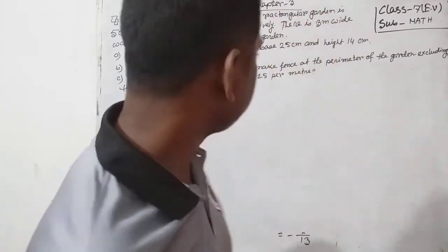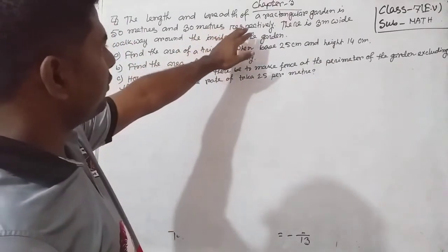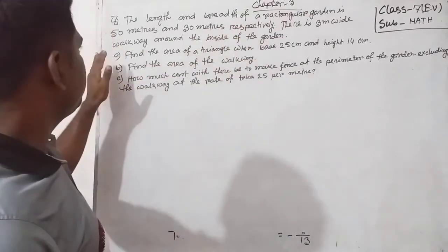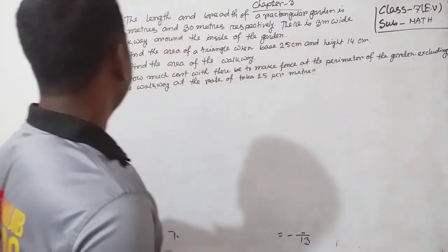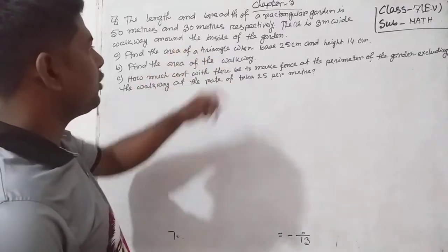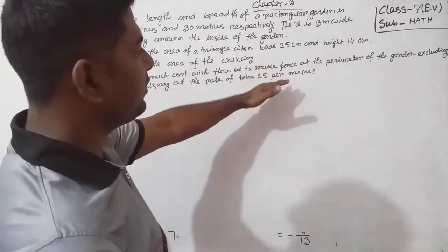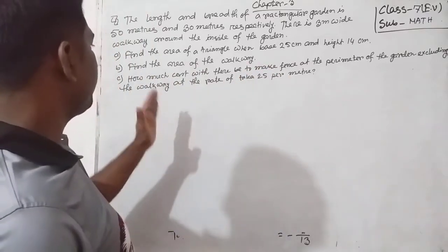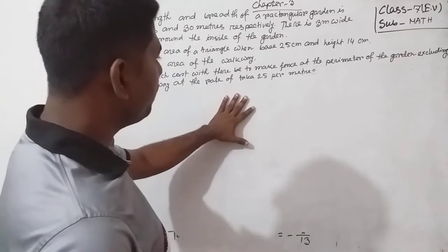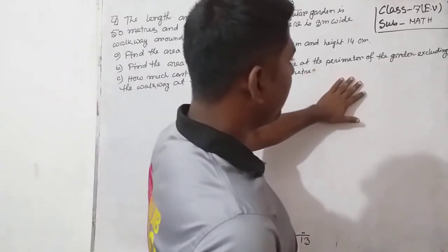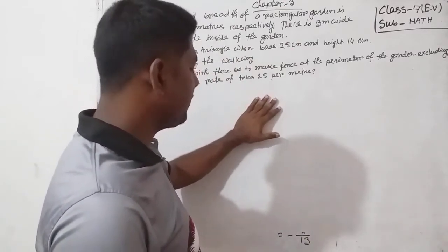Now look at my creative question. The length and breadth of a rectangular garden are 50 meters and 30 meters respectively. There is a 3 meter wide walkway around the inside of the garden. First question, find the area of a triangle when base is 25 centimeter and height is 40 centimeter. Second question, find the area of the walkway. Third question, how much will it cost to make a fence at the perimeter of the garden excluding the walkway at the rate of taka 25 per meter.